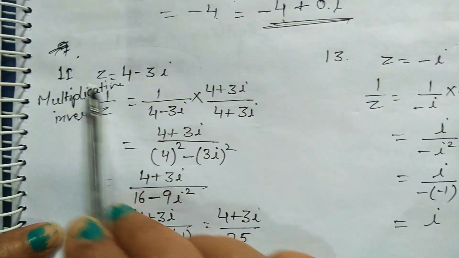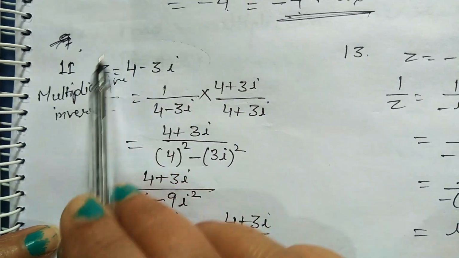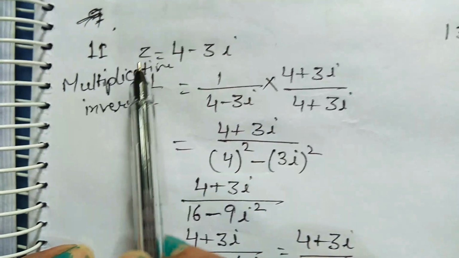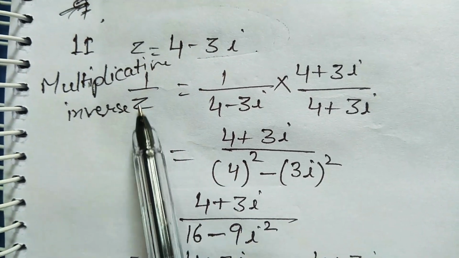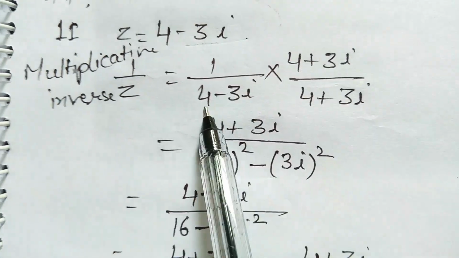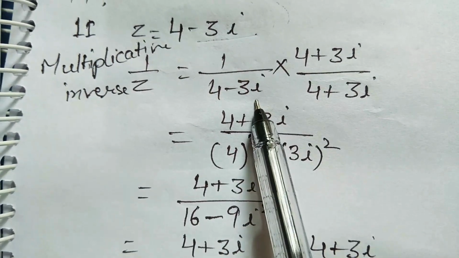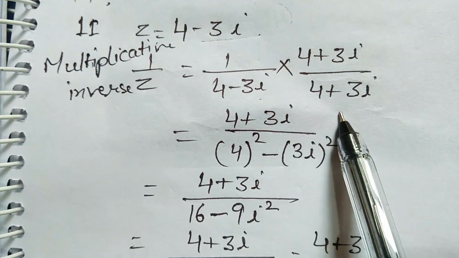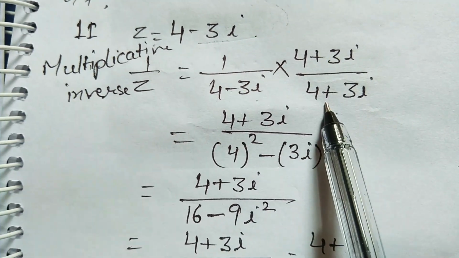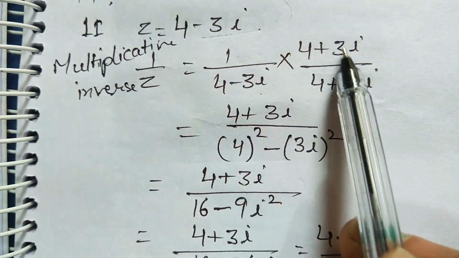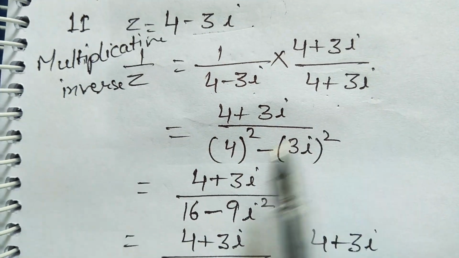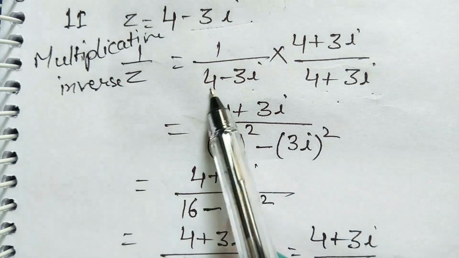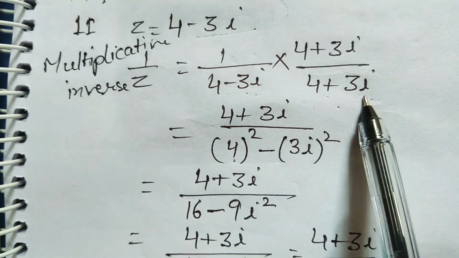We have to find the multiplicative inverse of this. Suppose z is this number; to find the multiplicative inverse, we will find 1 upon z. So 1 upon z is 1 upon 4 minus 3 iota. Rationalize it. Since it is minus, we multiply by plus. So 1 into this is the same, and the denominator is a minus b into a plus b, which we can also write as z1 minus z2 into z1 plus z2.